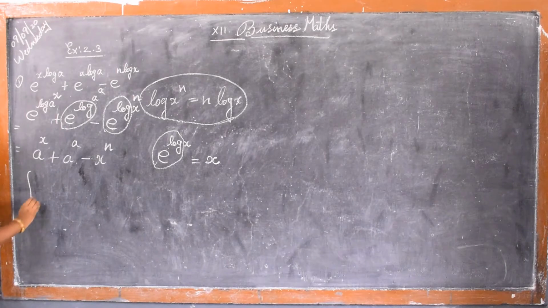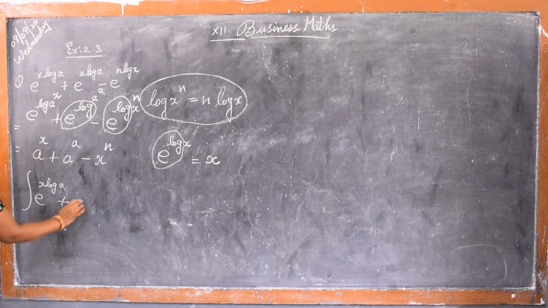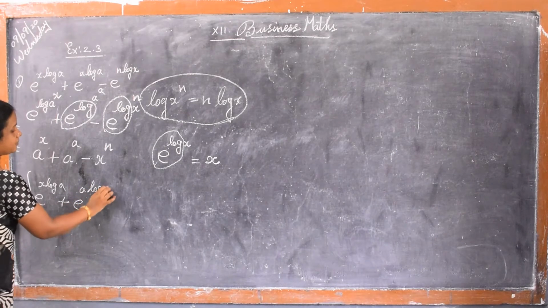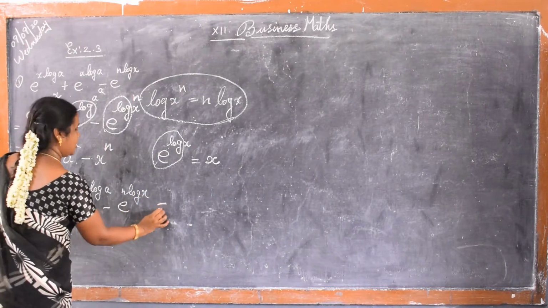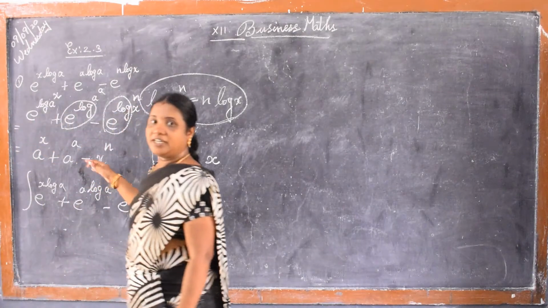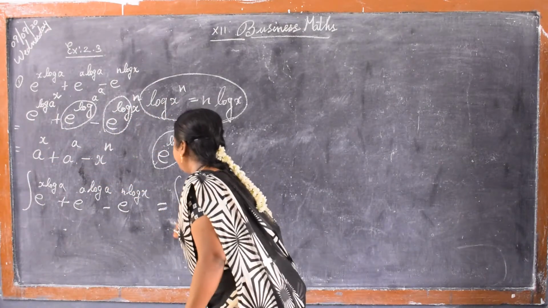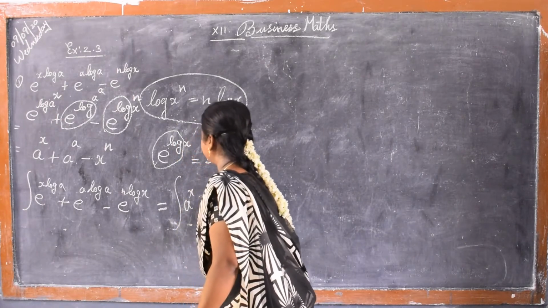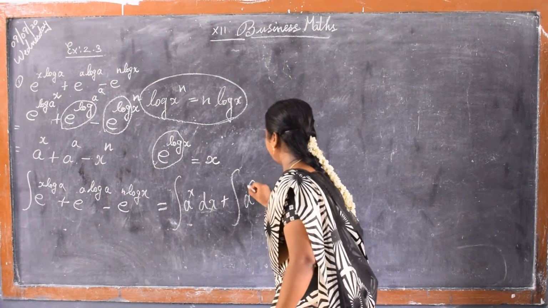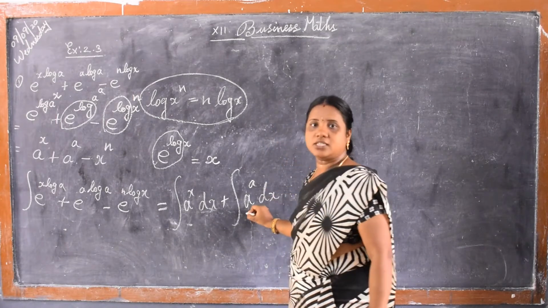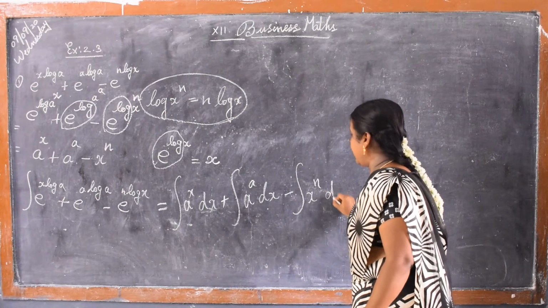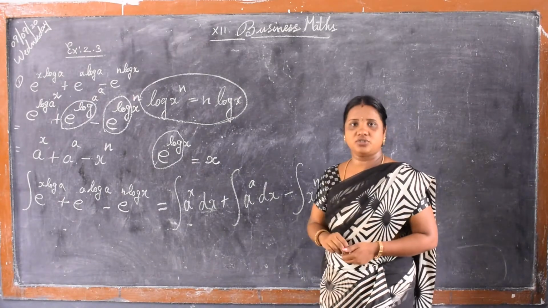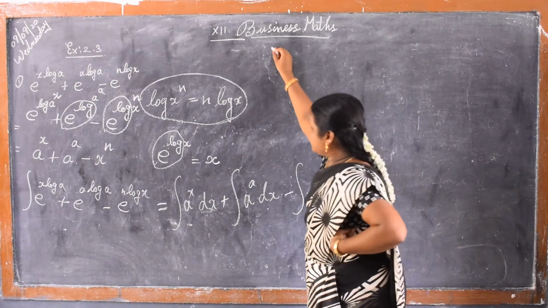So write your question here: e power x log a plus e power a log a minus e power n log x is equal to, now you integrate, you can split into three parts. Integrate a power x dx plus integrate a power a dx, a power a is constant here, minus integrate x power n dx. Have you understood, children? Now we integrate this.